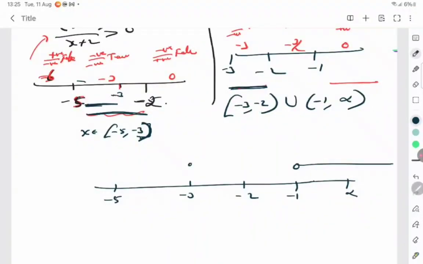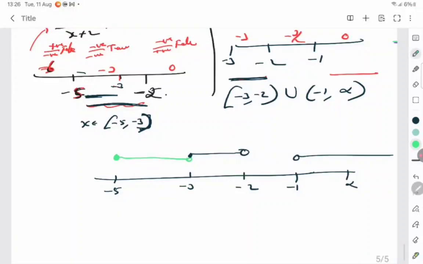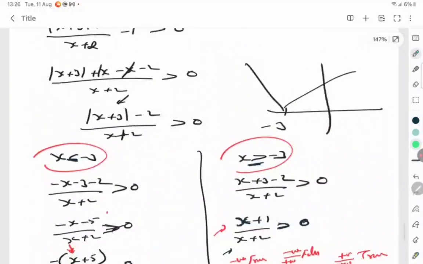Minus 3 inclusive, till minus 2 not inclusive. Correct? These two are these graphs. Let me do this in a different color. Minus 5 to minus 3, where this is not inclusive, whereas this is inclusive. So basically you combine all these answers and write it. Here it's not inclusive, but you can include it, because you put minus 3 in the question.